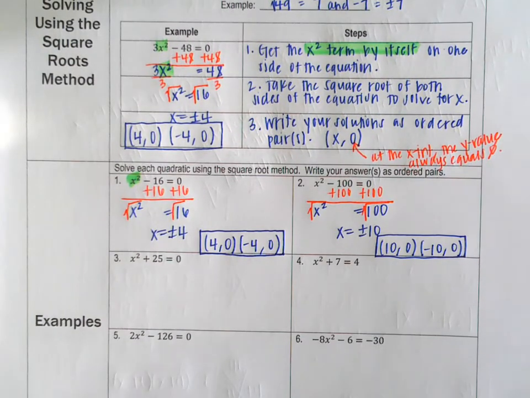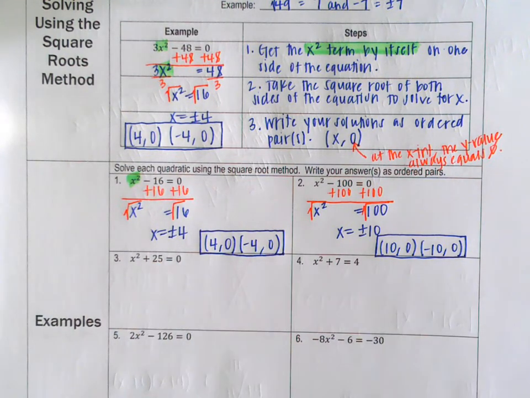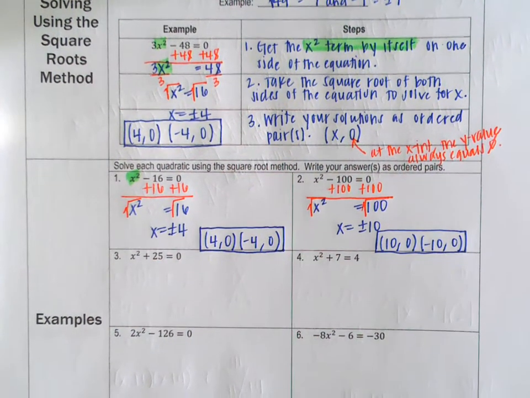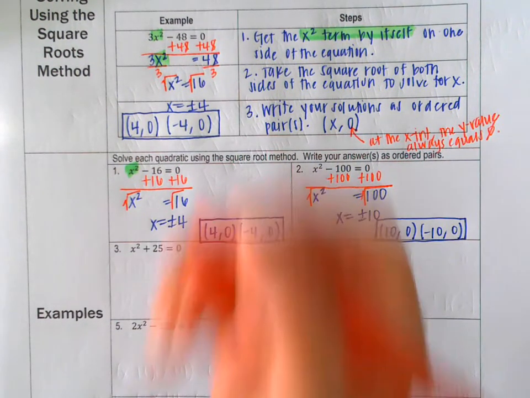Okay, so let's look at 3. You have the same setup, right? We have x squared plus 25 equals 0. So what's our first step? Our first step is to get x squared by itself. So I would move the 25 over.